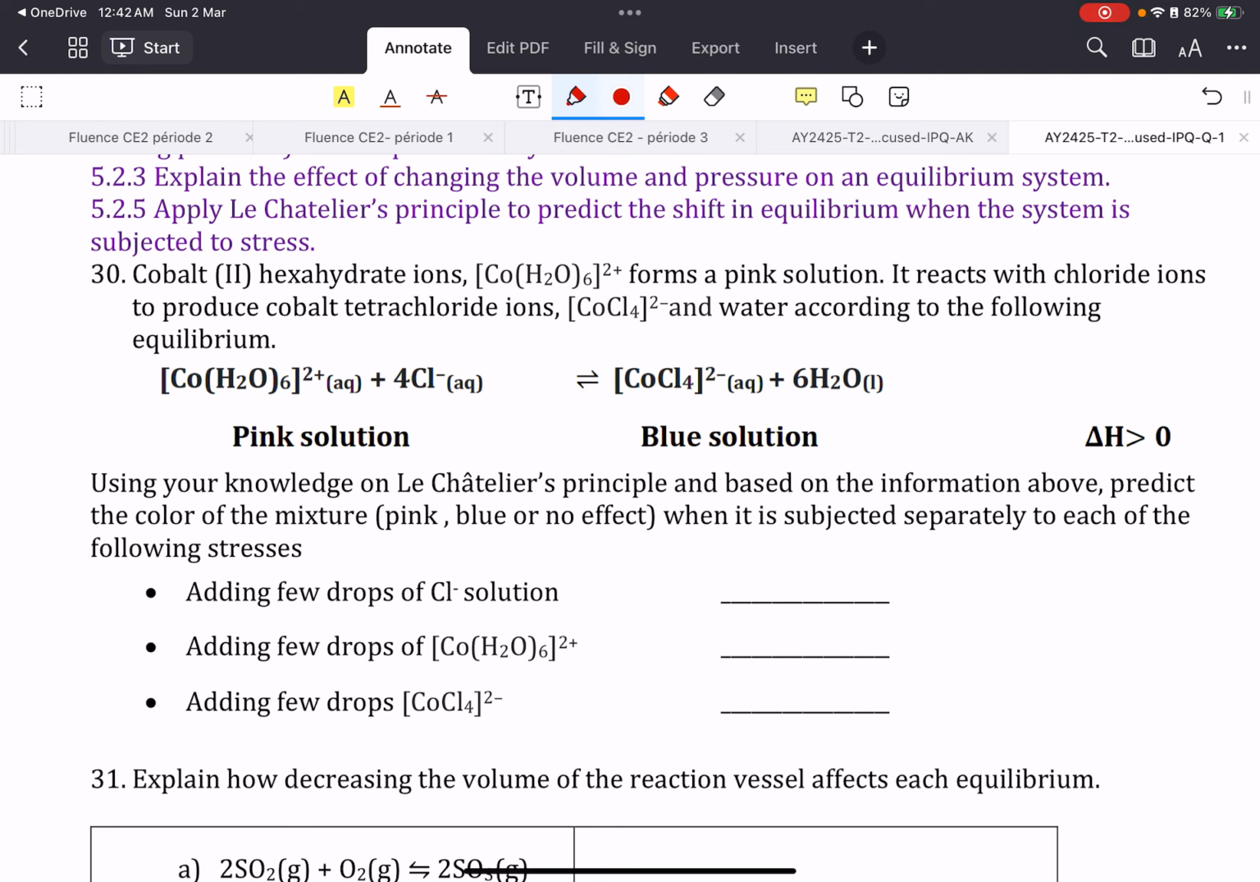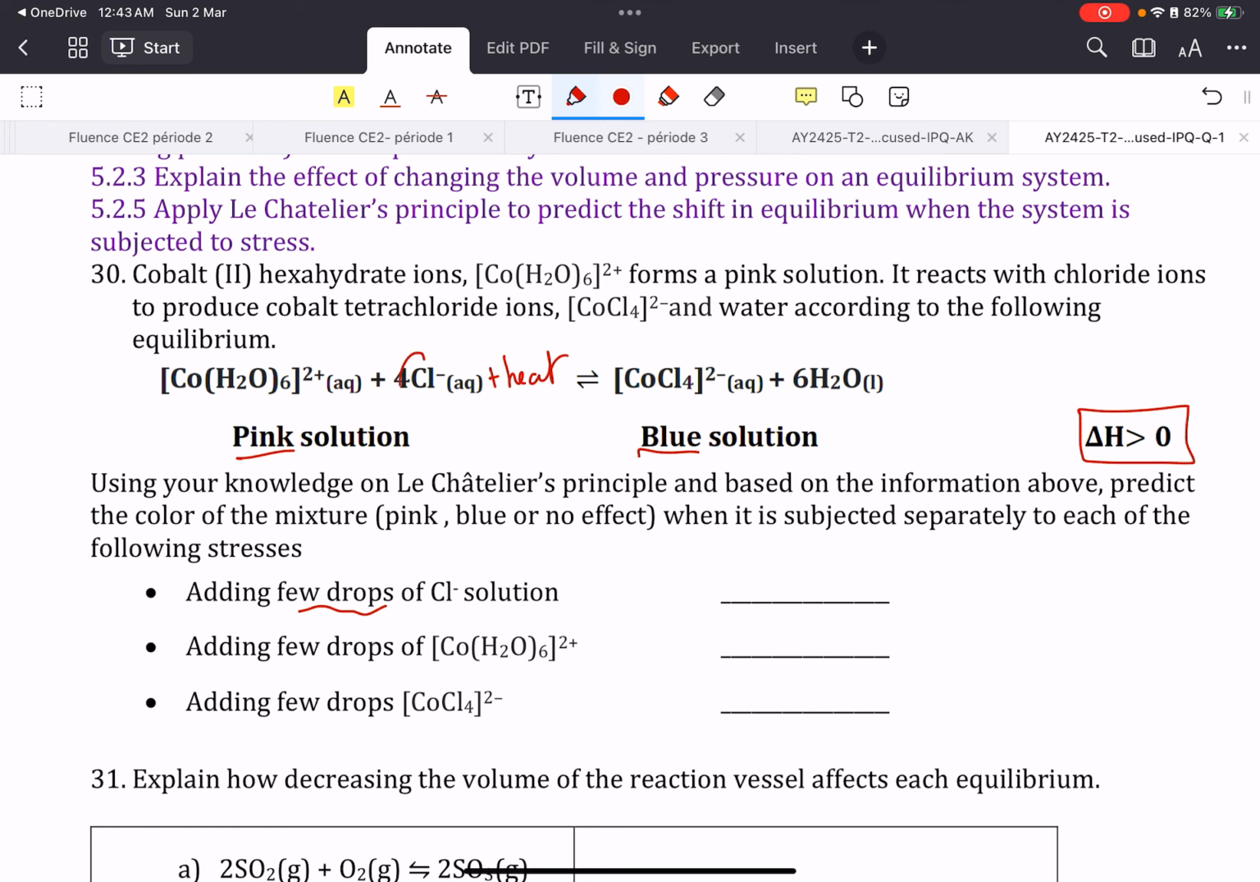Now next, Le Chatelier's principle. These questions will ask you to answer whether left or right the equilibrium will shift. And if you're not answering left or right, you are probably answering by the color. Now before we start, here there's a delta H positive. It means that heat is added with the reactants. It's an endothermic reaction. So using your knowledge on Le Chatelier's principle and based on the information above, predict the color of the mixture when it is subjected separately to each of the following stresses.